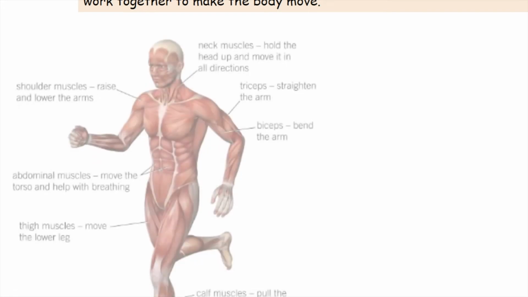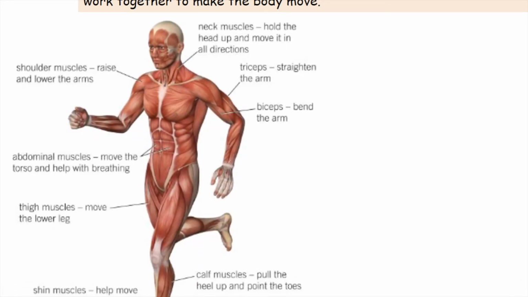Muscles are found all over the body and they are a type of tissue. They work together to make the body move. So you've got shoulder muscles which help raise and lower the arms, neck muscles which hold the head up and move it in all directions. You've got triceps and biceps which bend and straighten the arm.